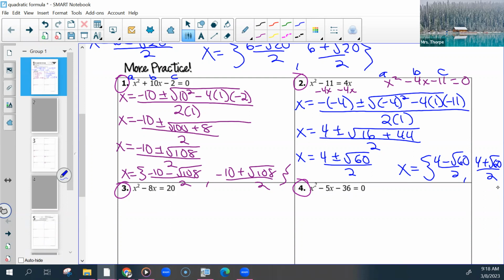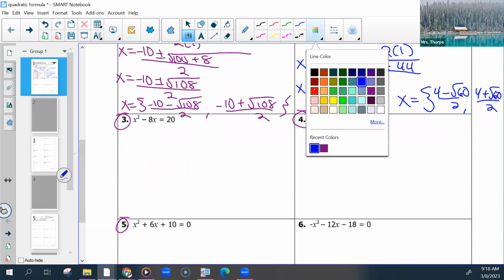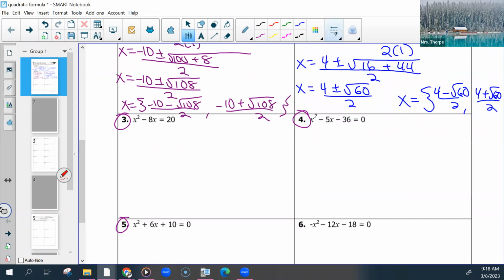In example 3, we'll actually get whole numbers. What would be our first step? Because it's not equal to 0, so you have to get it equal to 0 first. Label your A, B, and C. Then we can start our process.